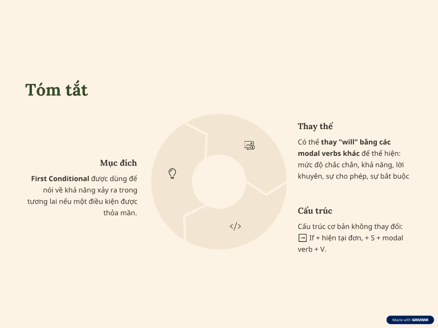Instead of always using will, we can use other modal verbs like may, might, can, should, must, etc. to express different things. Finally, at the bottom right is the structure. The basic structure of the first conditional doesn't change. We still use if plus present simple, followed by subject plus modal verb plus base verb in the main clause. So in short, modal verbs allow us to make the first conditional more flexible and expressive, depending on what we want to say.